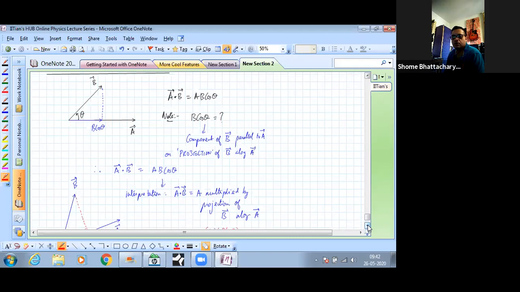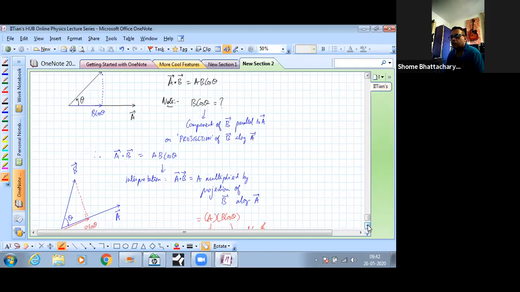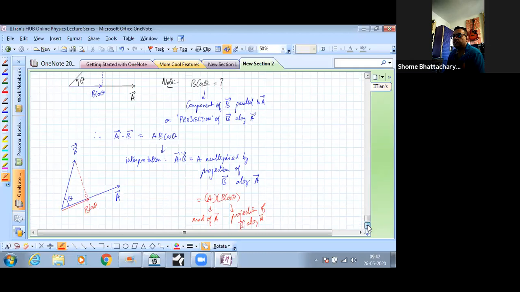Okay. So that becomes the interpretation that the scalar product of two vectors is nothing but the magnitude of one vector, that is mod of A, multiplied by the projection or the component of the second vector along the first, parallel to the first. That becomes the interpretation.